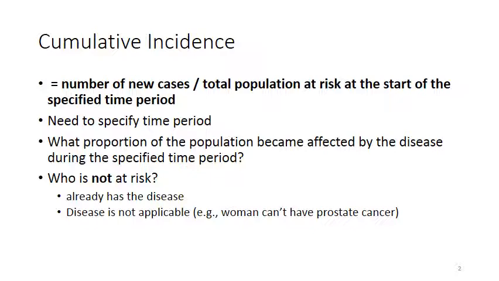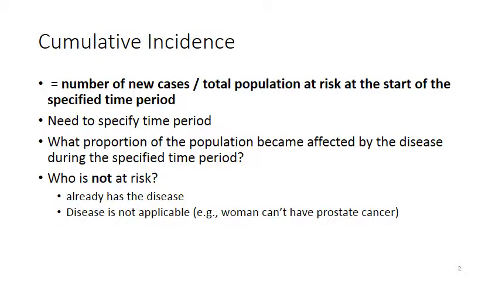The time period needs to be specified, such as a 5-year period or from 2000 to 2015. The population at risk also needs to be determined. People who already have the disease, or for whom the disease is not applicable, for example, women can't have prostate cancer, are not included in the population at risk. The measure cumulative incidence answers the question of what proportion of the population became affected by the disease during the specified time period.